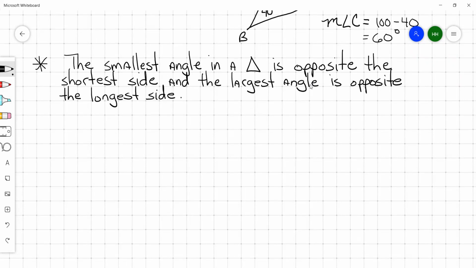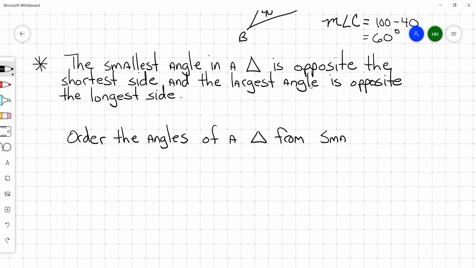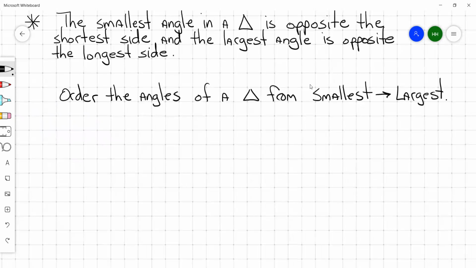So if you are asked to order the angles, order the angles of a triangle from smallest to largest, you've got to order the angles. You're going to be given a triangle.